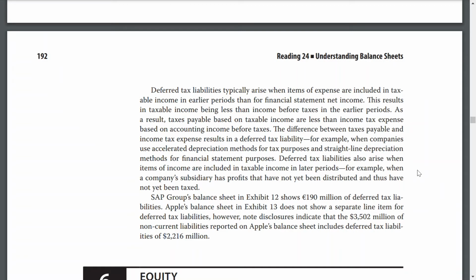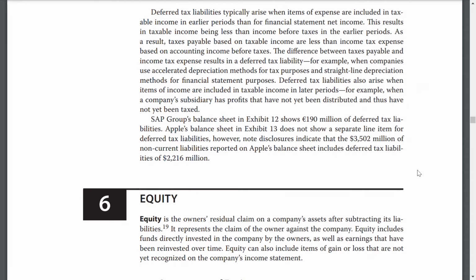The difference between taxes payable and income tax expense results in a deferred tax liability. For example, when companies use accelerated depreciation methods for tax purposes and straight-line depreciation methods for financial statement purposes, deferred tax liabilities arise when items of income are included in taxable income in later periods. For example, when a company's subsidiary has profits that have not yet been distributed and thus have not yet been taxed. The SAP Group's balance sheet in Exhibit 12 shows 190 million of deferred tax liabilities.